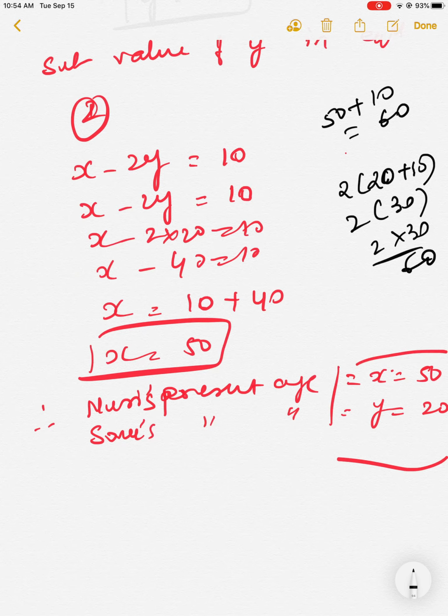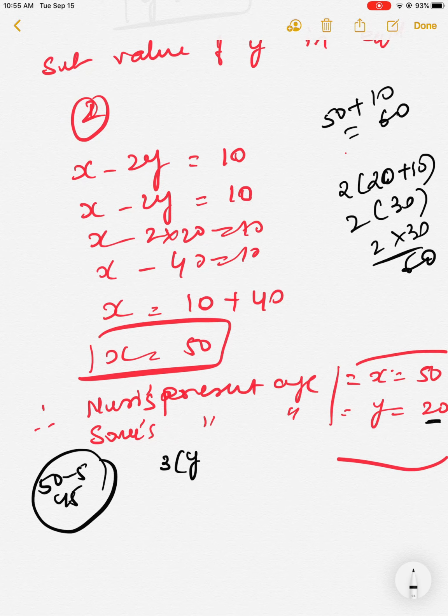Okay, in the same way, 5 years ago Nuru is 50 minus 5, 45. Okay, this is Sonu's age. What was said? 3 times the 5 years ago. Now the present age is 20, so 5 years ago Sonu's age will be y minus 5. So 3 into 20 minus 5, 3 into 15 is equal to 45. This is only for explanation. This is called verification.